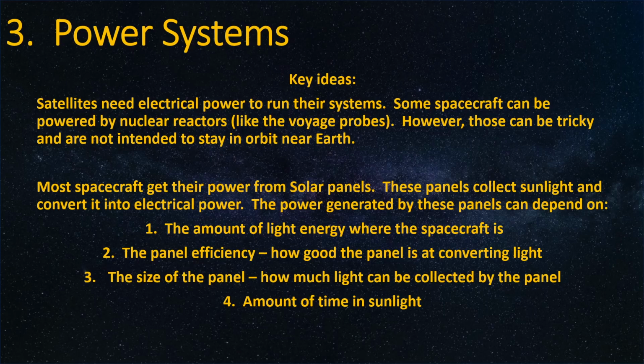Some spacecraft can be set up with nuclear reactors, but that's usually few and far between. We really only do that if we're sending those far off away from Earth, never to come back. It's unlikely that we're going to put nuclear-powered spacecraft up into orbit to hang around Earth for a bunch of reasons. Therefore, most spacecraft are going to get their power from solar panels, which you may have seen quite a bit of. In fact, they're becoming more and more common in day-to-day applications.